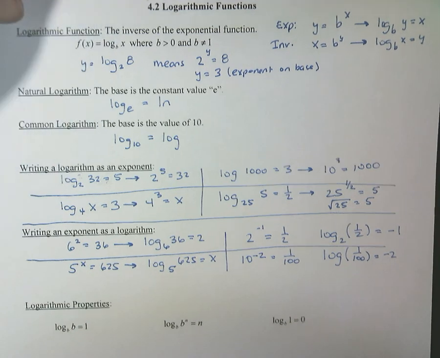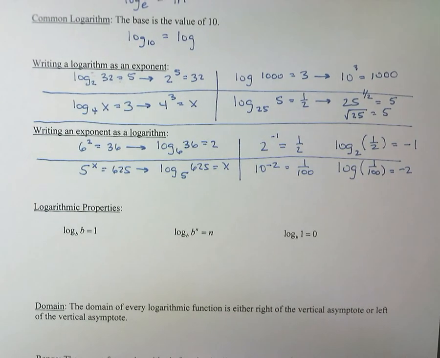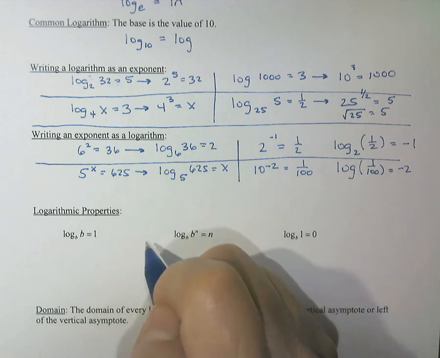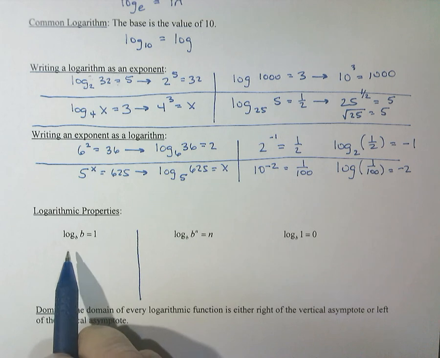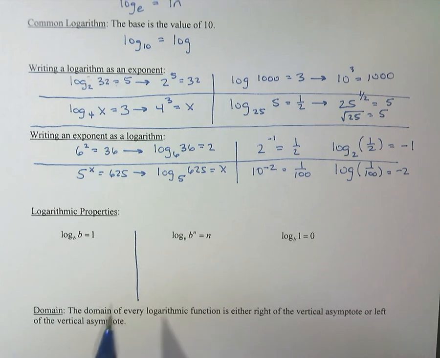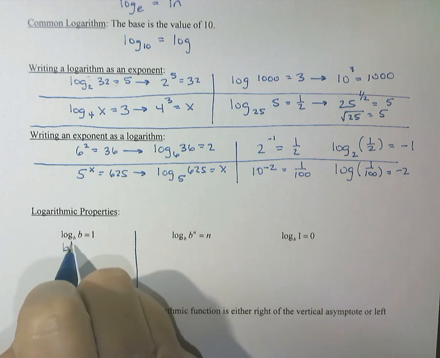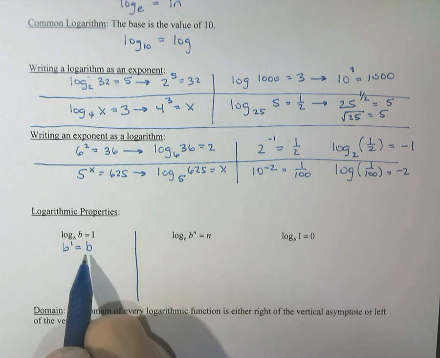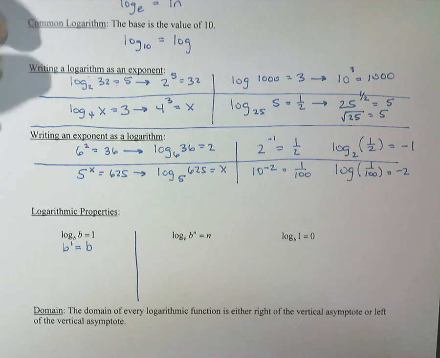There are properties with logarithmic functions also, and I'm not a big fan of saying you have to memorize properties, but these properties are very important. They're going to come up often, and they're going to make your life easier. When I say log base b of b equals 1, what that means is b to the 1st equals b. If you take the logarithm and rewrite it as an exponent, this should make sense to you, but that's what that property is saying.